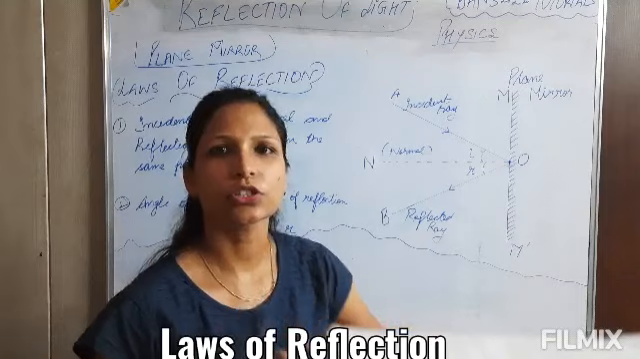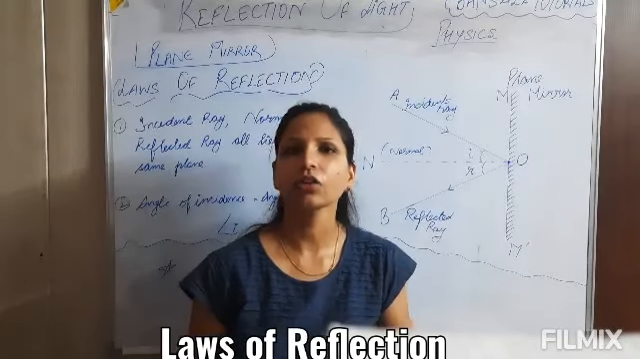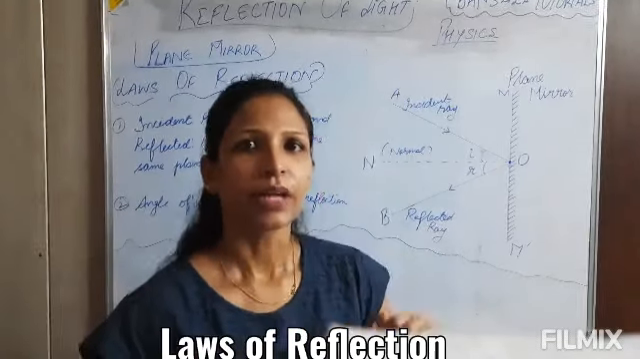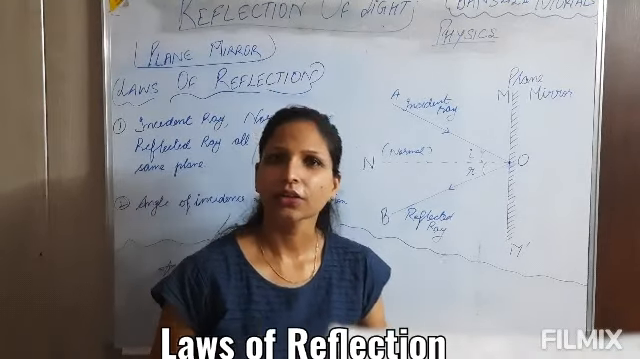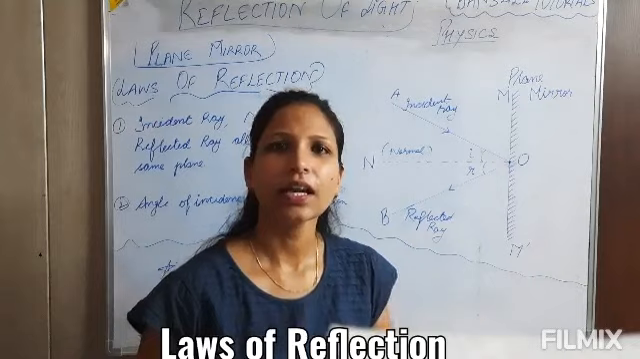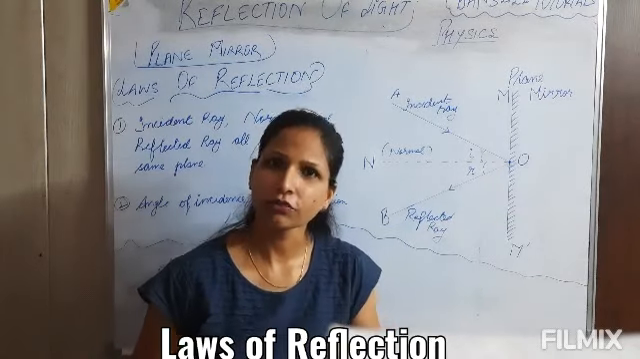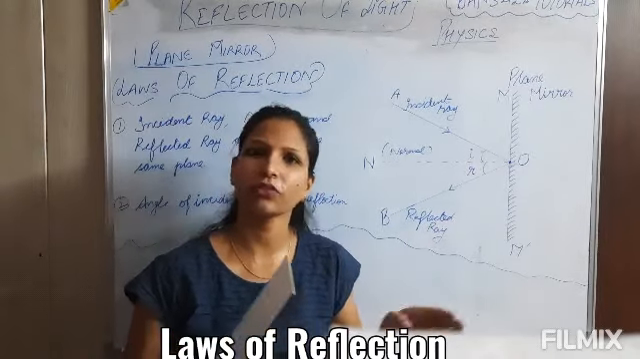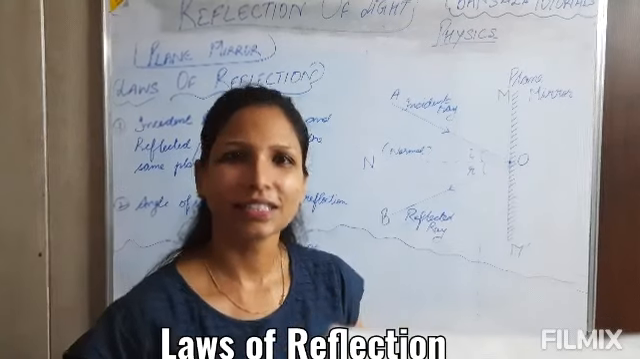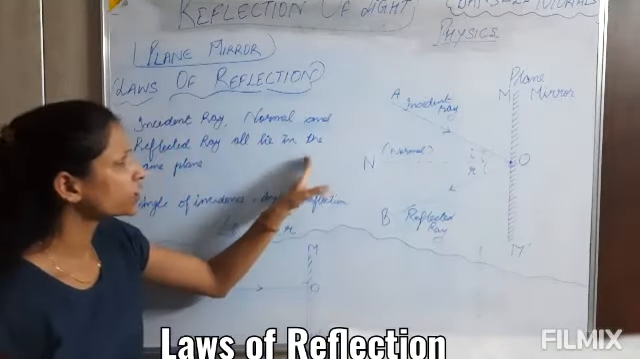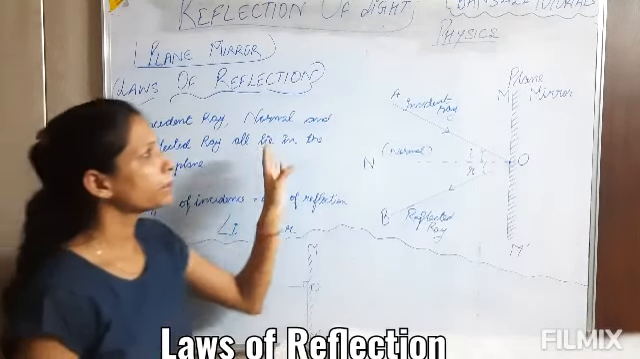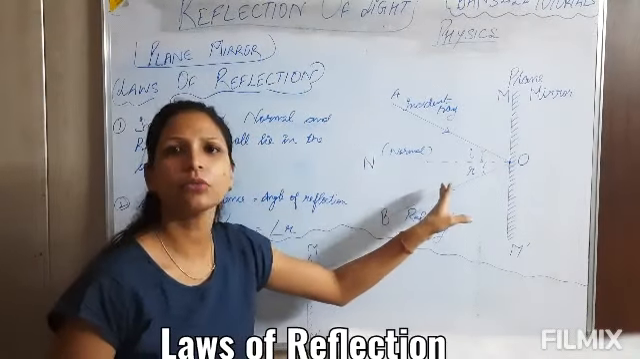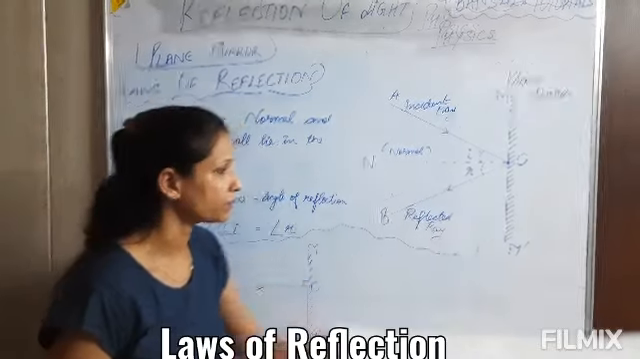So if you get a question that your angle of incidence is 60 degree, then what will be the angle of reflection? It's very simple. You will say, according to the second law of reflection, angle of incidence is equal to angle of reflection. So our angle of reflection will be equal to 60 degree. So these two laws, you have to remember them, and you have to show them on the diagram also if it comes in your exams.